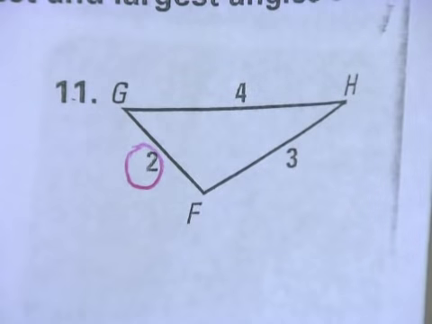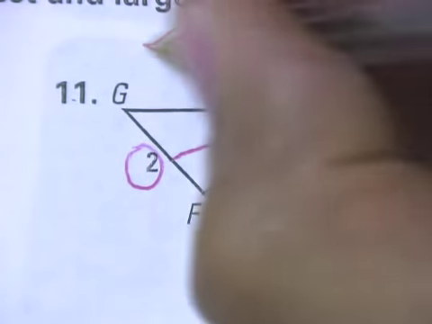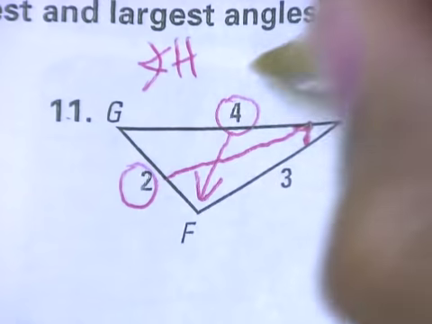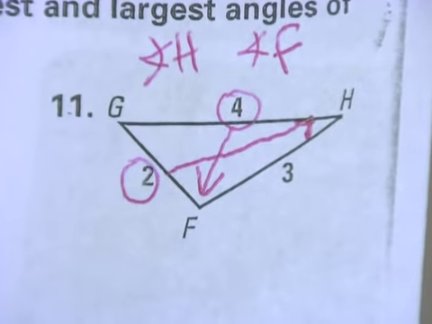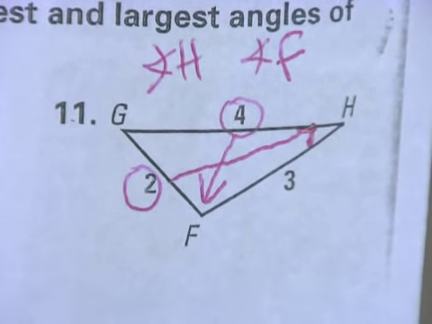Number 11, looking for the same thing. 2 is the smallest side, and that's across from angle H, or vertex H. So angle H is the smallest. And 4 is the biggest side, and that's across from angle F. So angle F is the biggest. And those are all the questions on page 298, 6 through 11.